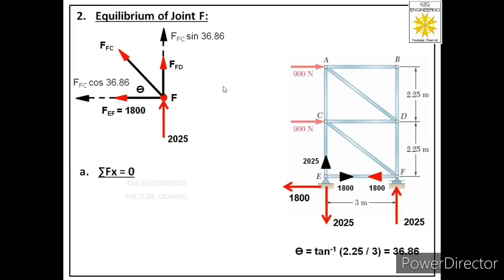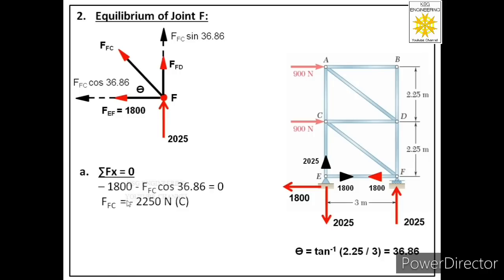Let us first apply summation Fx is equal to 0. How many forces are acting in x direction in this free body? There are 2 forces, FEF and FFC cos 36.86. Both are acting towards left, so we have to consider these 2 negative. It means the final equation will be minus 1800 minus FFC cos 36.86. From here we will get the value of FFC, and we got a negative value.